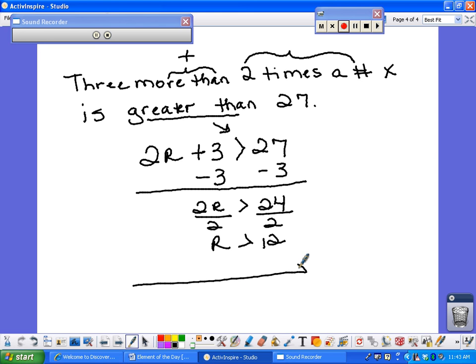So again, graphing it, there's 12. Here's 13, and here's 11. Again, since there's no line underneath, I'm going to put an open circle here. Now r has to be greater than 12, so I'm going to draw my line this way. And you could also cheat, and since r is on the left-hand side, you could draw your arrow that way.